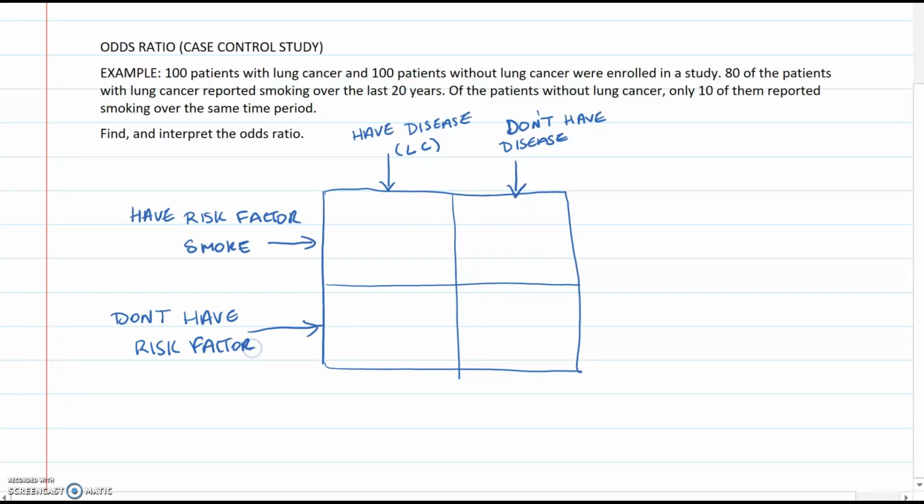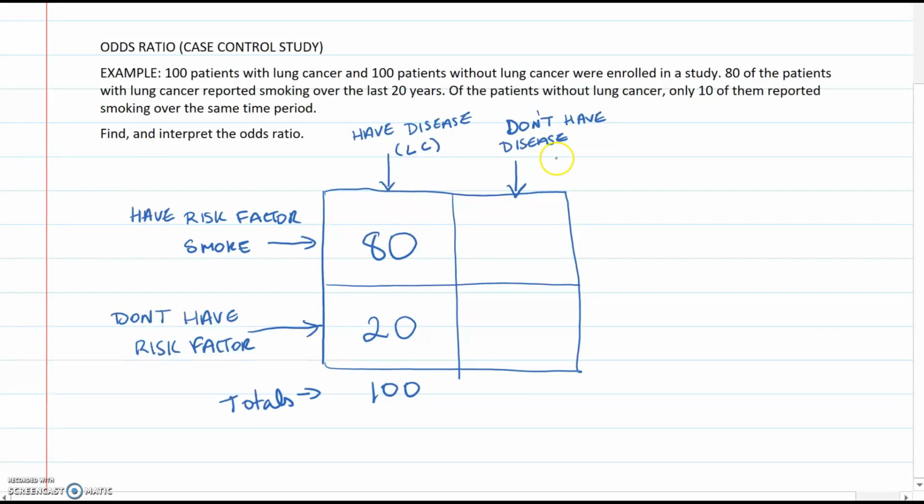We'll try and do this. Now, let's see. If the people who have the disease, there were 100, so put the totals down here. Okay, so there were 100 people who have the disease, who had lung cancer. If you read the question again slowly, 80 of those people who have lung cancer, they smoked. So they have the risk factor. So of the people who have the disease, 80 of those smoked. Which means that if there were 100 people altogether with lung cancer and 80 of them smoked, 20 of them didn't smoke. So you can fill that one in as well.